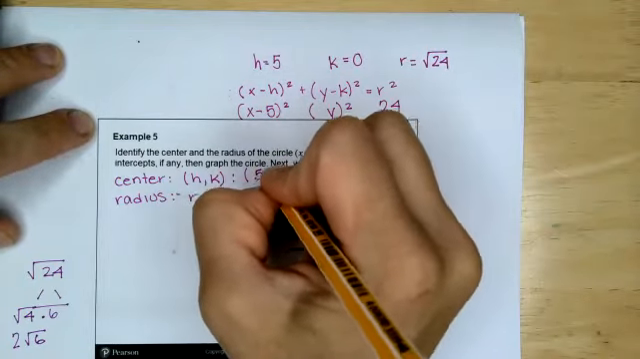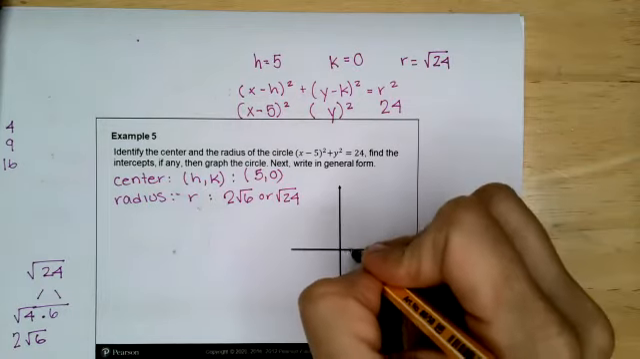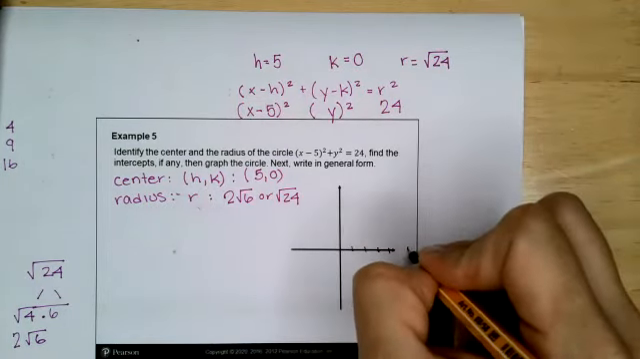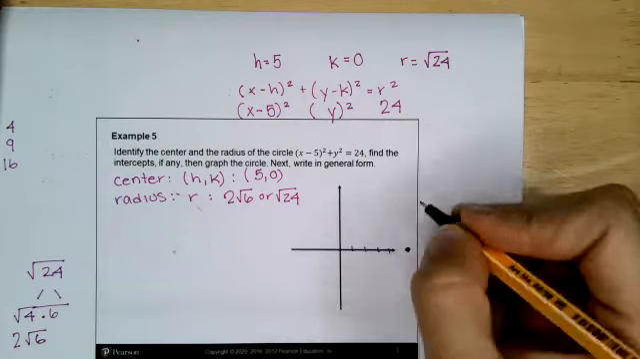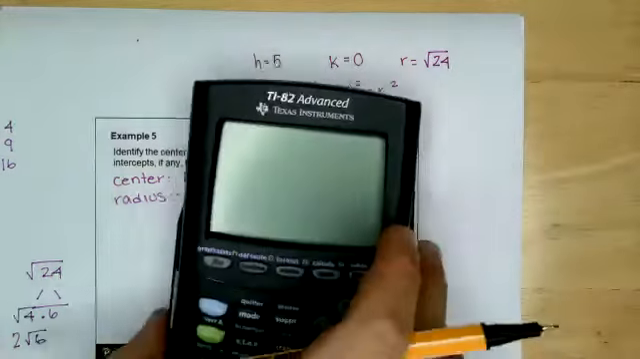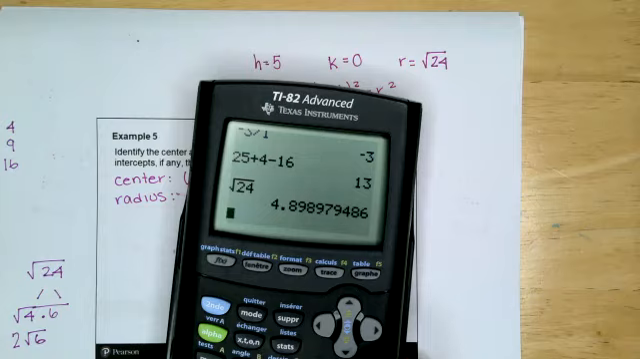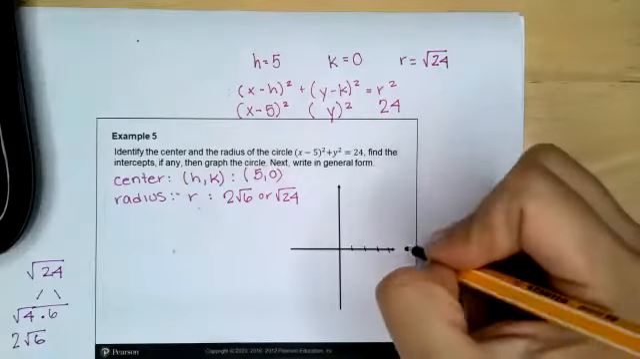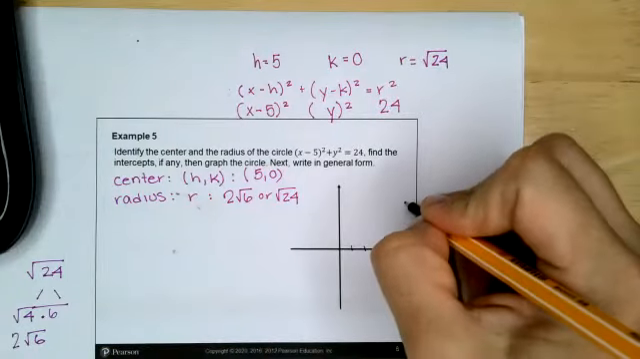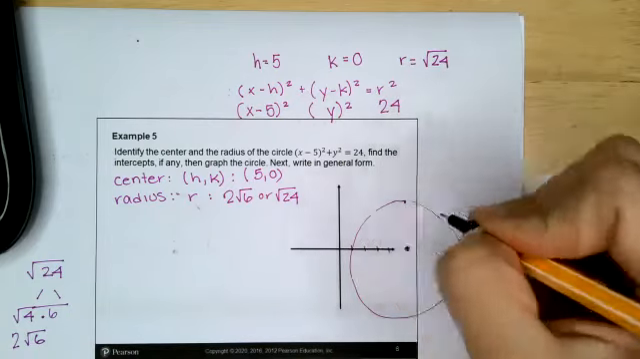Square root of 24, and my center is 5, 0. Good. So go out 5, and then go up square root of 24. If you put that in your calculator, you can see that it's almost a 5, right? Because the square root of 25 is 5. So you're going almost to 5 and draw a circle. That was a bad one.